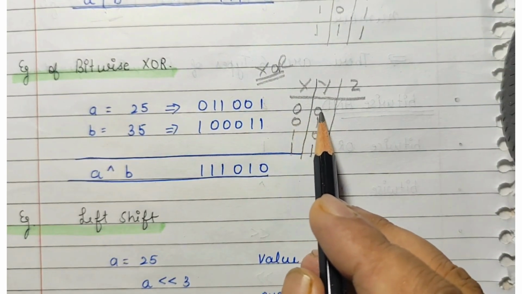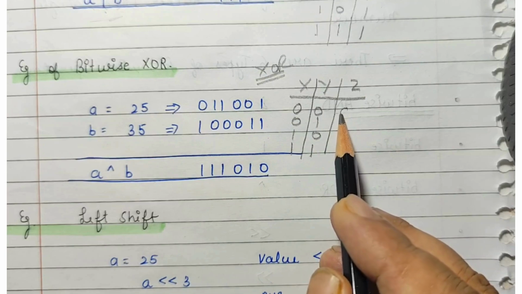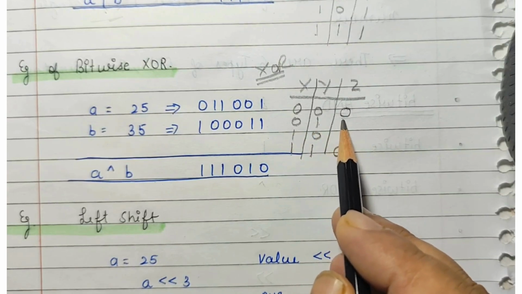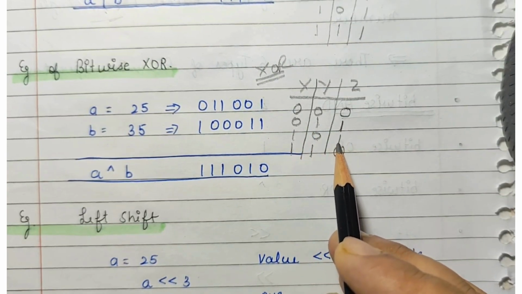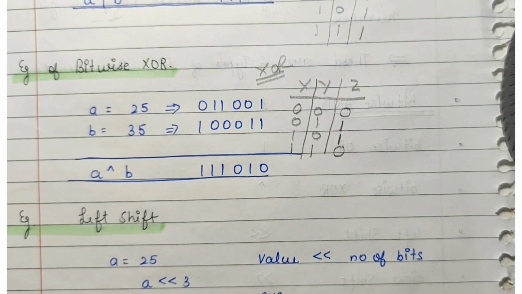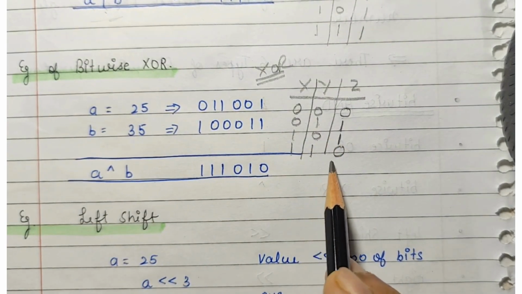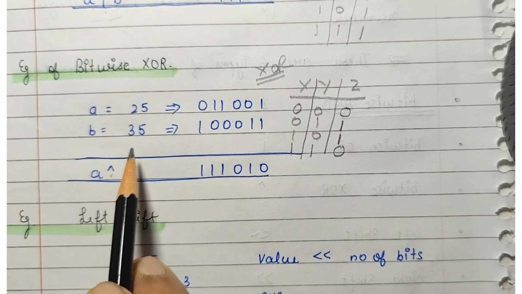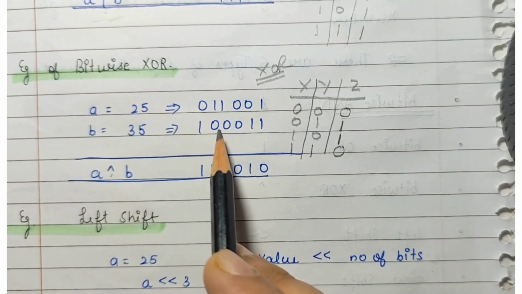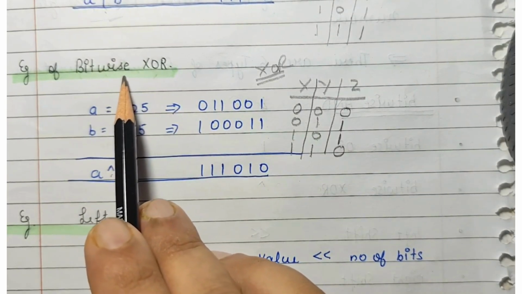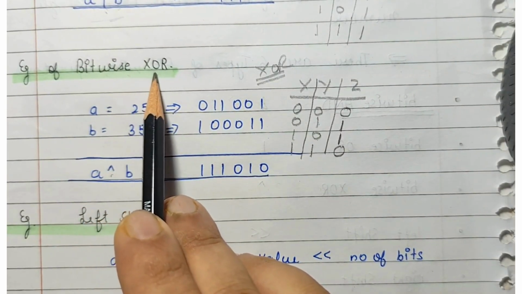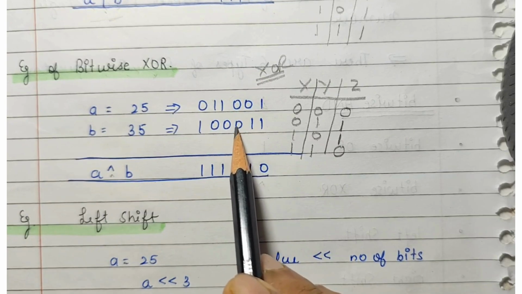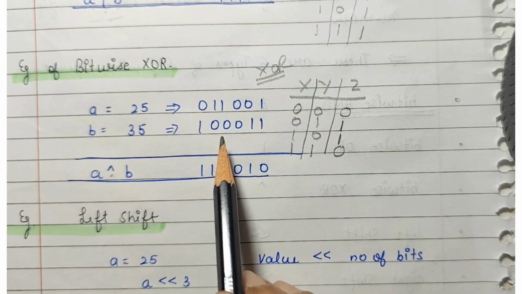In XOR, if both inputs are the same, output is 0. If both inputs are different, output is 1. So this is the truth table of the XOR gate. Now I apply this operation on both these values, and this cap symbol is used for bitwise XOR. I hope now you are clear why we call it a bitwise operator: because we apply these operations at bit level.